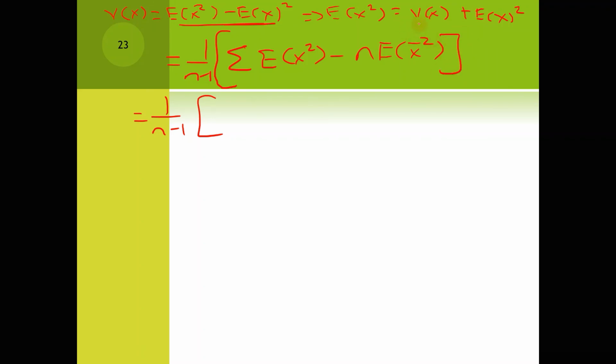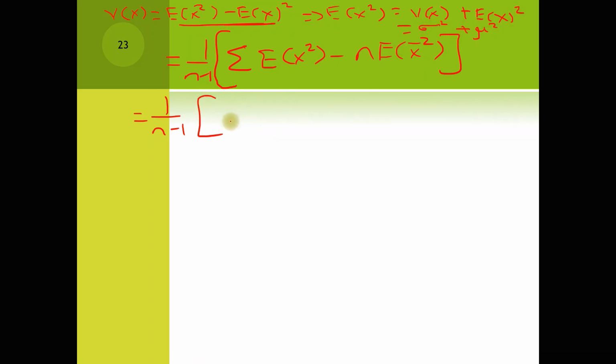Now, what is the variance of x? By convention, we know that the variance of x is sigma squared. This is what we learned in the central limit theorem. And we know that the expected value of x is mu according to the central limit theorem. So you have mu, but then you have squared. So you have sigma squared plus mu squared.